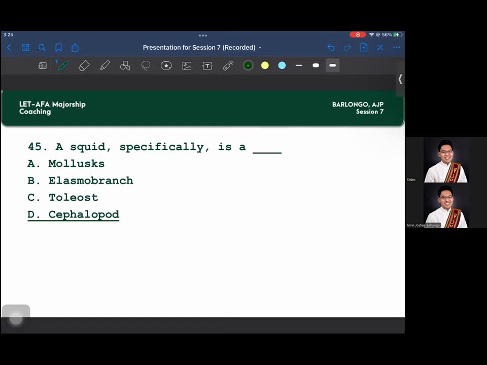Mollusca actually is a phylum. So phylum Mollusca is a very huge phylum, from gastropods like snails and slugs, up to the creatures in the sea, like the squid and octopus. It's a very large phylum.